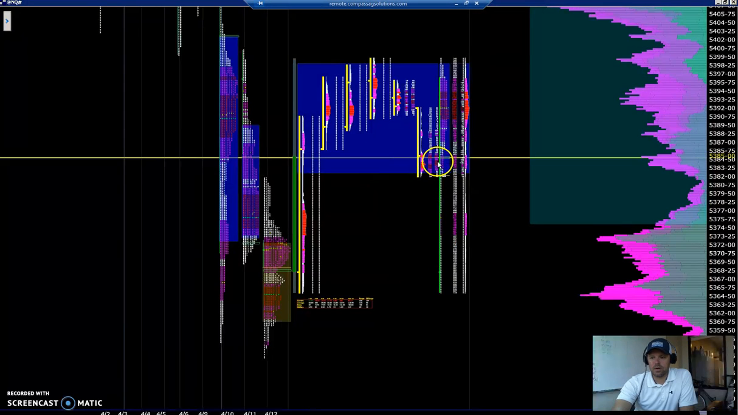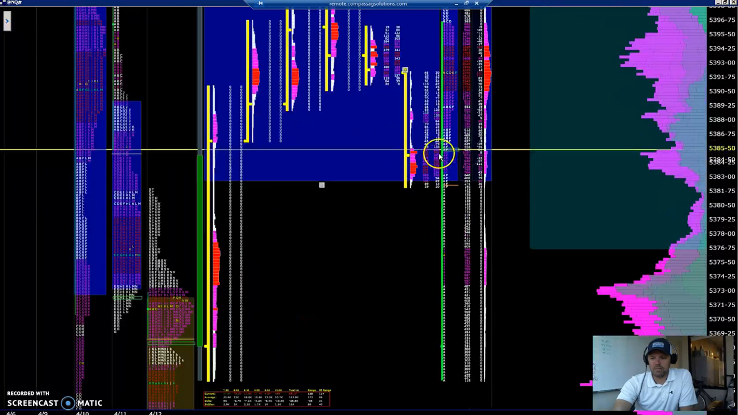So we're holding here. We're accumulating volume at the bottom of this bar. So accepting these prices is likely to lead to continuation lower.